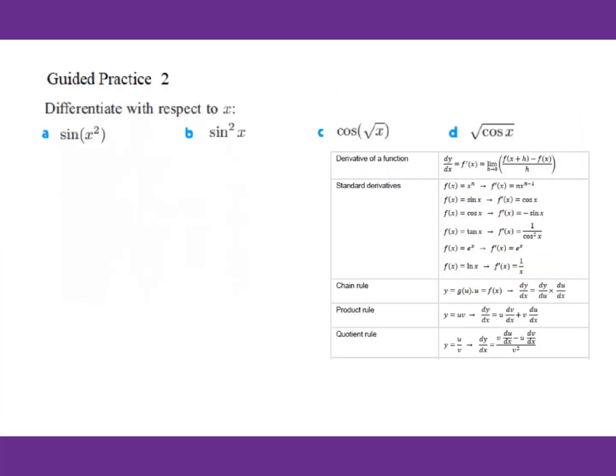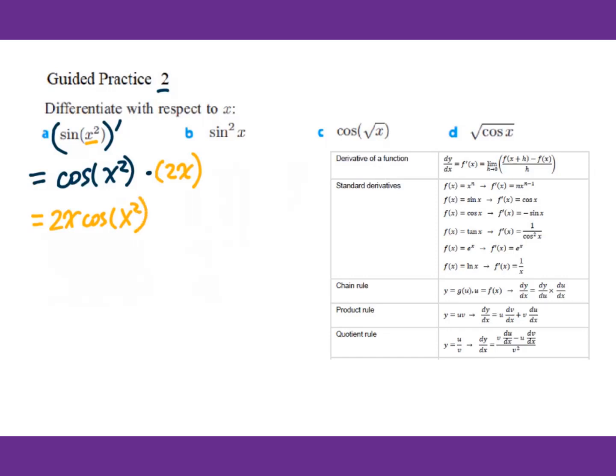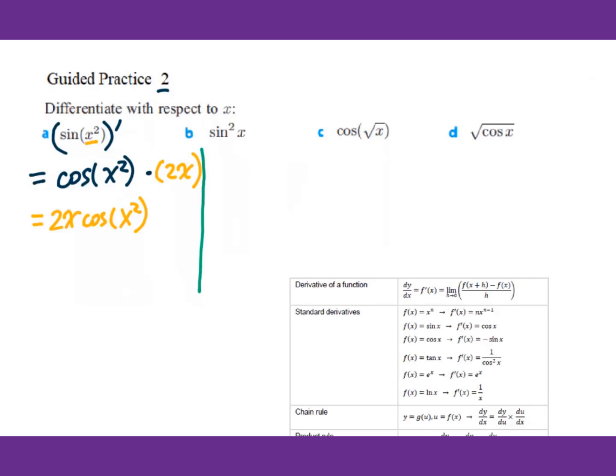Now let's go to guided practice 2. Differentiate with respect to x. For a, do the derivative for that. Cosine x squared. Then do the derivative for this x squared. It will be 2x. So the answer will be negative 2x sine x squared. Now let's go to b.